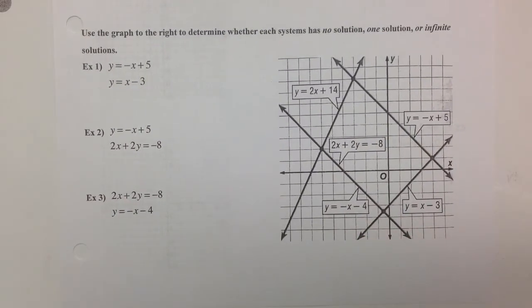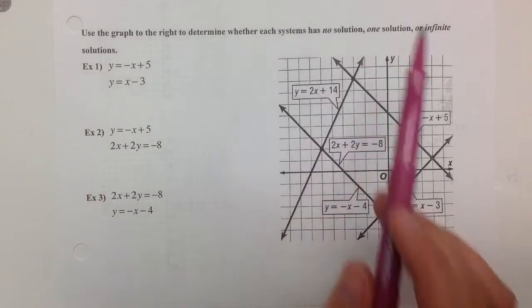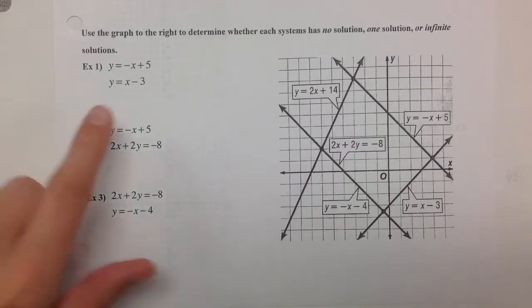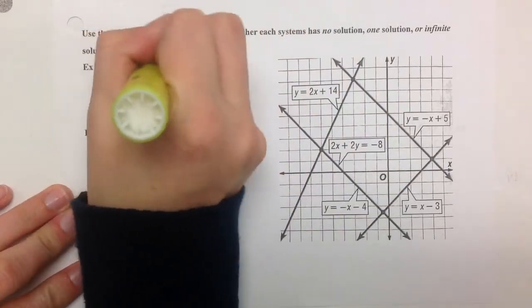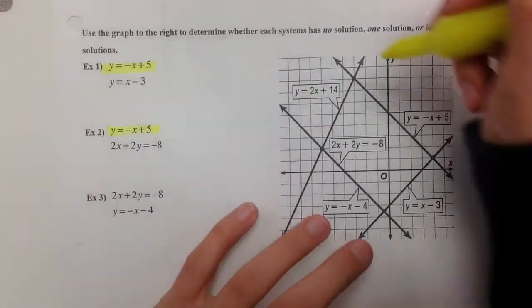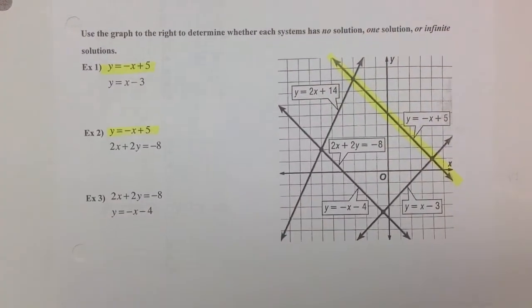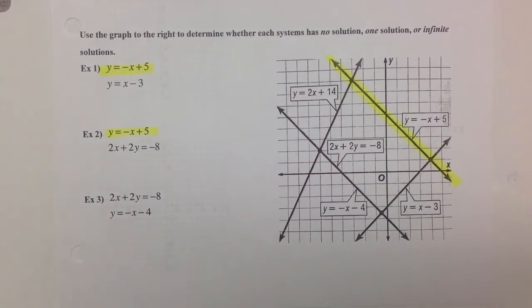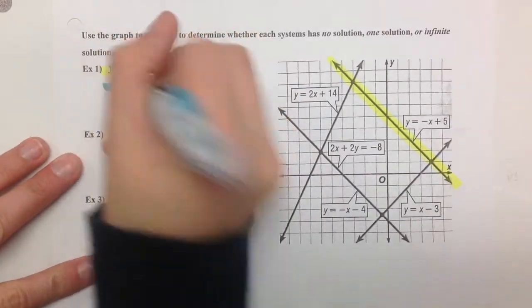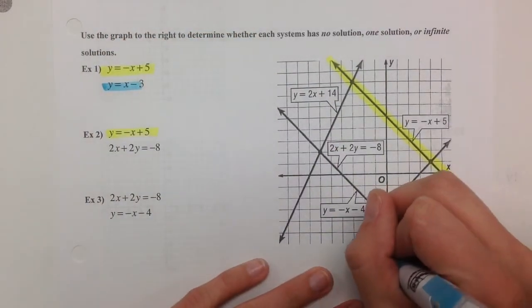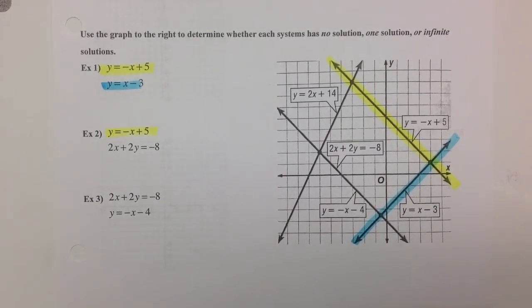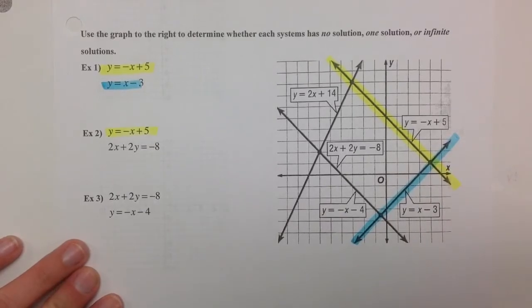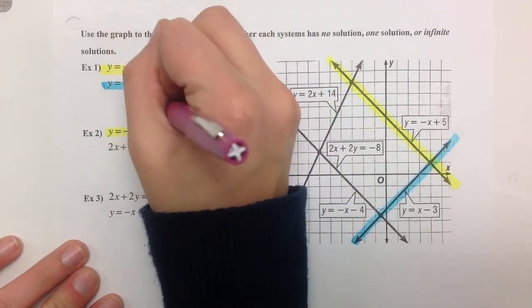So how do we use graphs to find the solutions? We're determining if it has no solution, one solution, or infinite solutions. Here we've got y equals negative x plus 5, which we also see over here. The y equals negative x plus 5 is this line right there. And then this second part we've got y equals x minus 3. So, does it have no solution, one solution, or infinite solutions? They intersect. They have one solution.